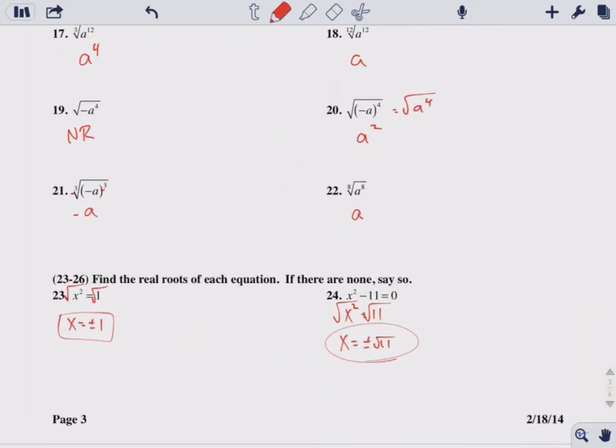Need both of those. Okay, that's it for page 3 of the Unit 8 review. Page 4 will be up next.